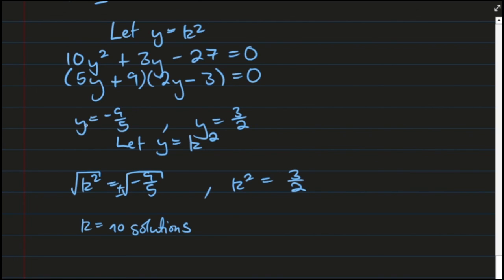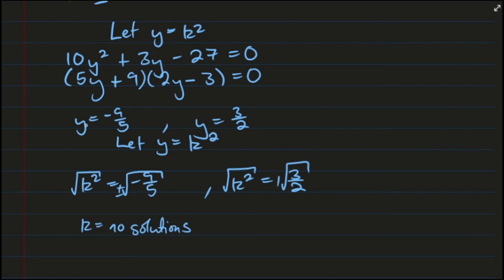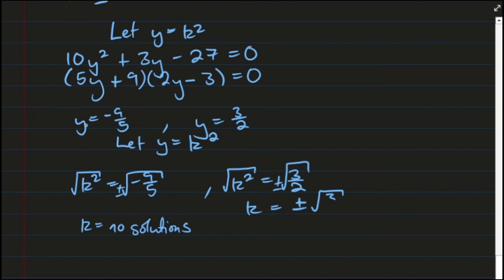And now let's evaluate k squared is equal to 3 over 2. So take the square root of both sides. You end up with k is equal to plus or minus the square root of 3 over 2. And remember, we always put a plus or minus sign when we are taking the square root of a number. And this will be our final solution, that k is equal to plus or minus the square root of 3 over 2.